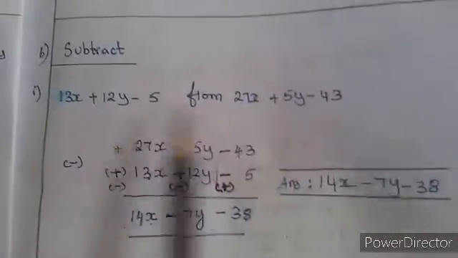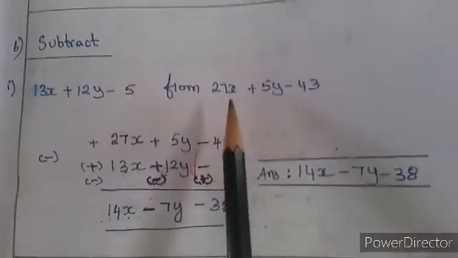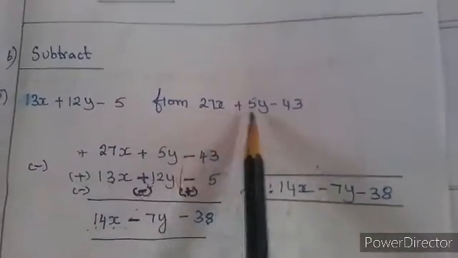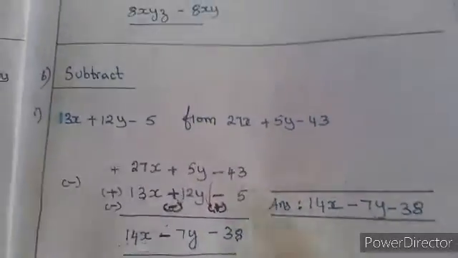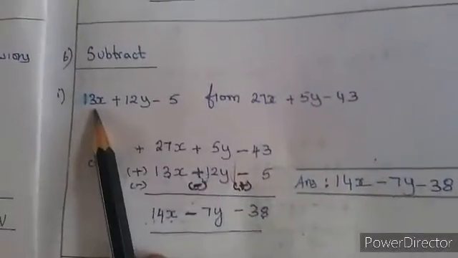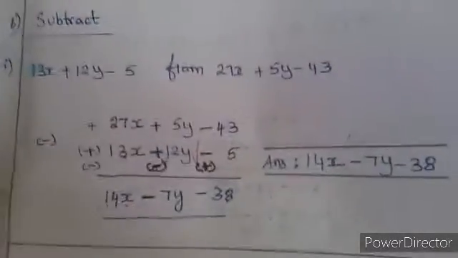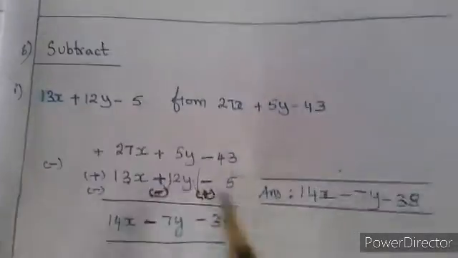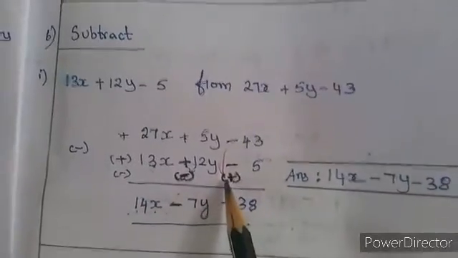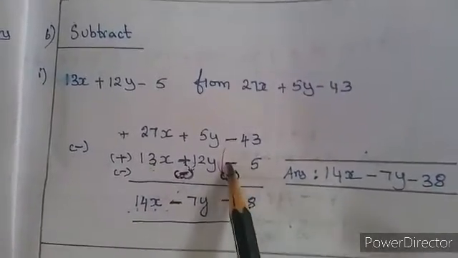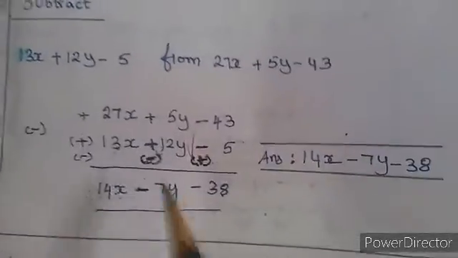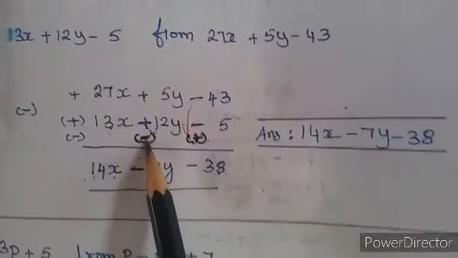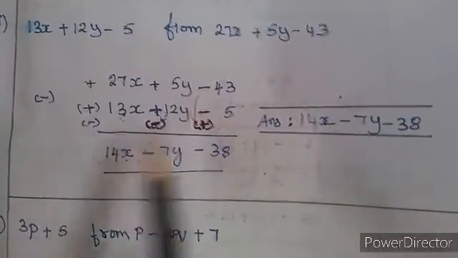And the next one is a subtraction. We have to subtract these two given expressions. One is 27x plus 5y minus 43. From that, subtract the second expression, arranged as 13x plus 12y minus 5, and change the signs over here. If it is minus, you have to add, and if it is plus, you have to subtract.